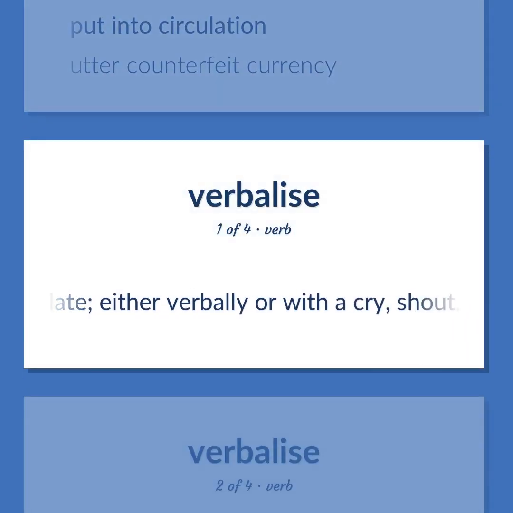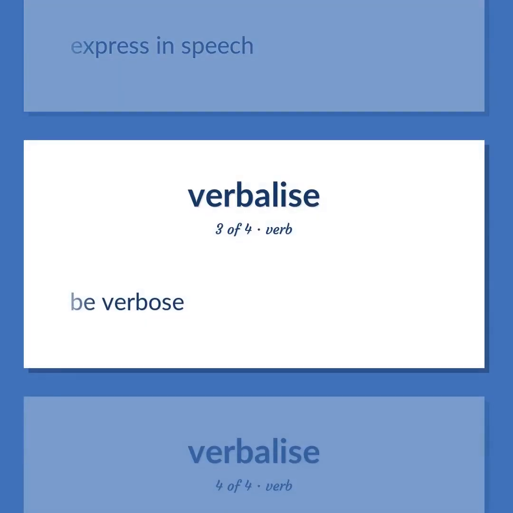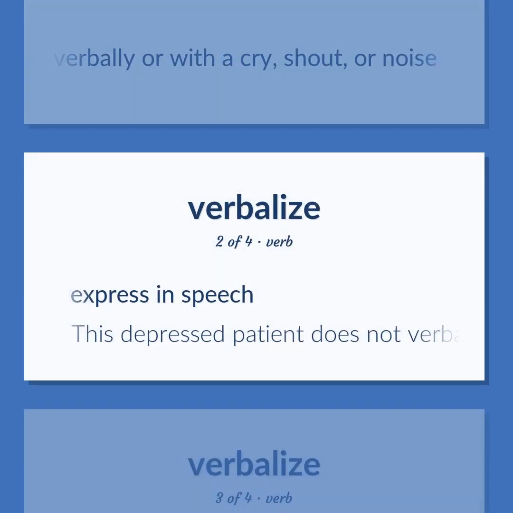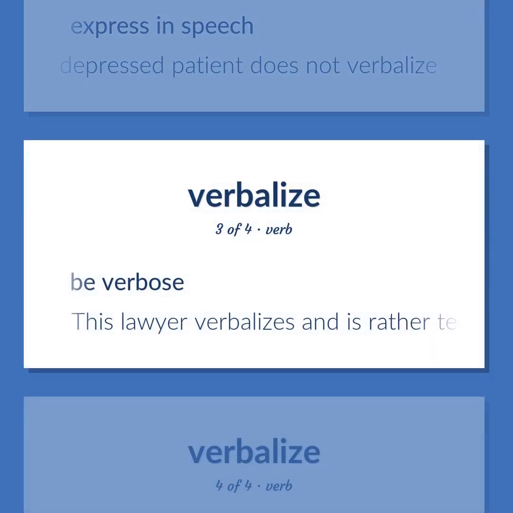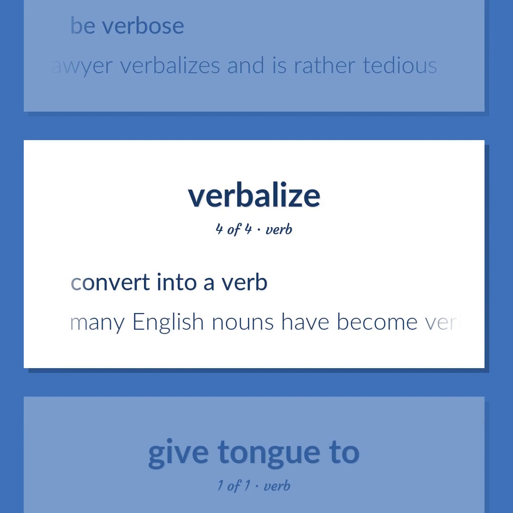Articulate. Either verbally or with a cry, shout, or noise. Express in speech. Be verbose. Convert into a verb. Articulate. Either verbally or with a cry, shout, or noise. Express in speech. This depressed patient does not verbalize. Be verbose. This lawyer verbalizes and is rather tedious. Convert into a verb. Many English nouns have become verbalized.